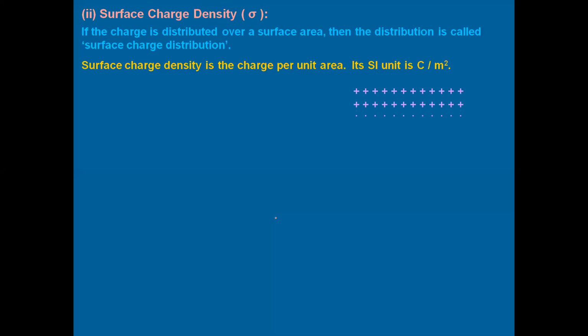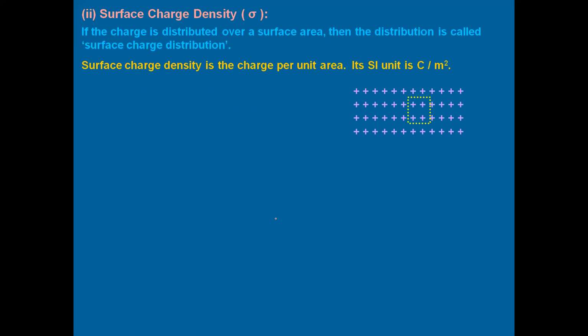Surface charge density will play an important role when the charge is distributed over a surface. That is, if the shape of the conductor is such that its thickness is very small as compared to its length and breadth. That is, it will have a considerable length and a considerable breadth also, but its thickness will be very small. In that case, charge will be distributed over an entire area. And surface charge density can be defined as the charge per unit area. Sigma is the symbol given to it.